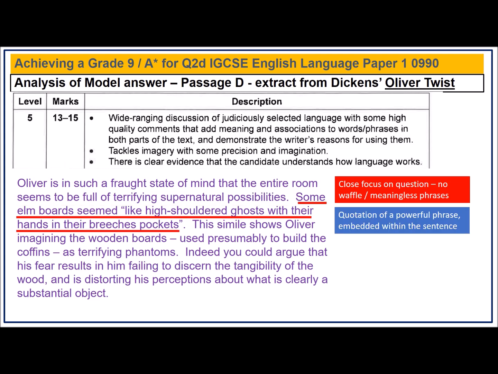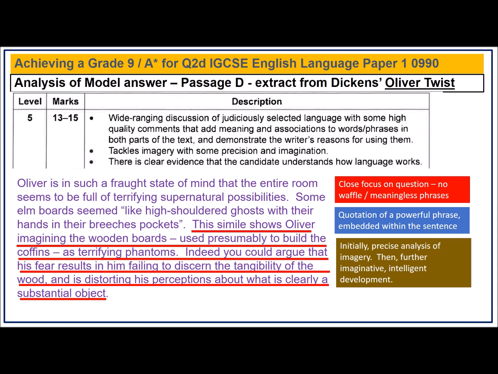Next is the quotation of a powerful, interesting phrase. Indeed, it is a simile, and so will be directing the examiner to the specific points about imagery in the mark scheme. Note also how I have embedded the quotation so that it flows within the sentence. I guess you don't get specific marks for this, but it does help your writing flow so much better and does suggest something about your ability as an English pupil. And here I analyse the simile with precision before developing my analysis imaginatively.